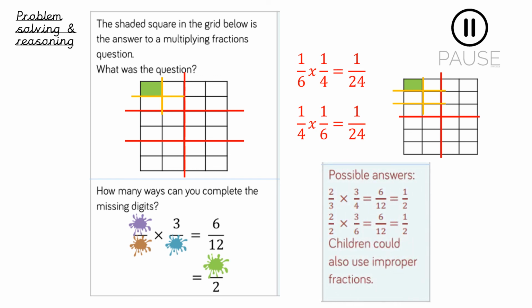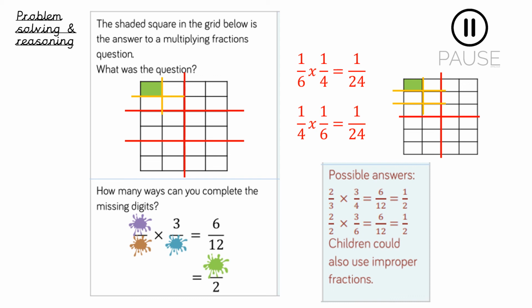How many ways can you complete the missing digits? And it says, here are the possible answers. 2/3 times 3/4 equals 6/12 equals 1/2. 2/2 times 3/6 equals 6/12, which equals 1/2. So we already know that that green splodge at the bottom is definitely going to be a half, and we know that because the final answer is 6/12, which is equivalent to a half.